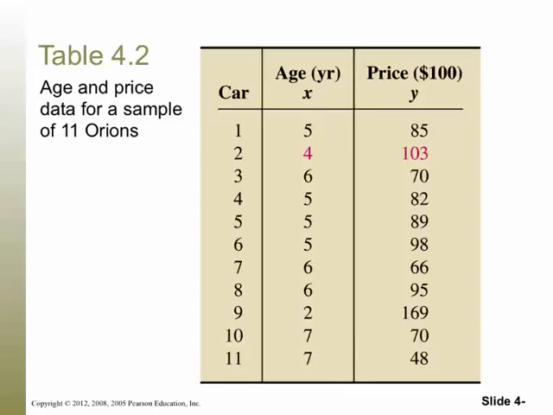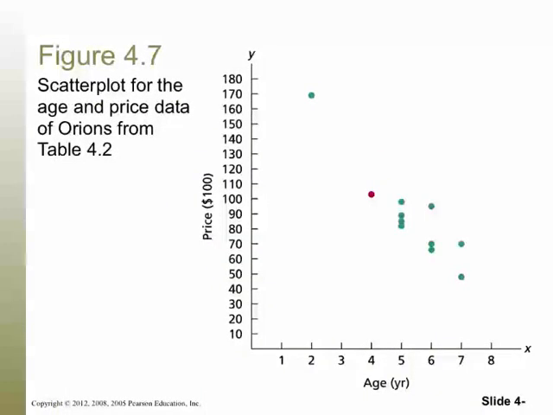Okay, so here's some data. This is the age and price of 11 Orions. Do they still sell Orion cars? Does anyone know what an Orion is? Ever heard of that? Okay, I have no idea. Anyway, this is the age and price. As cars age, they depreciate, right? Price comes down. So here's a scatter plot. Does it look like a linear trend, generally? Yeah, so it would be appropriate to make a regression line for this.